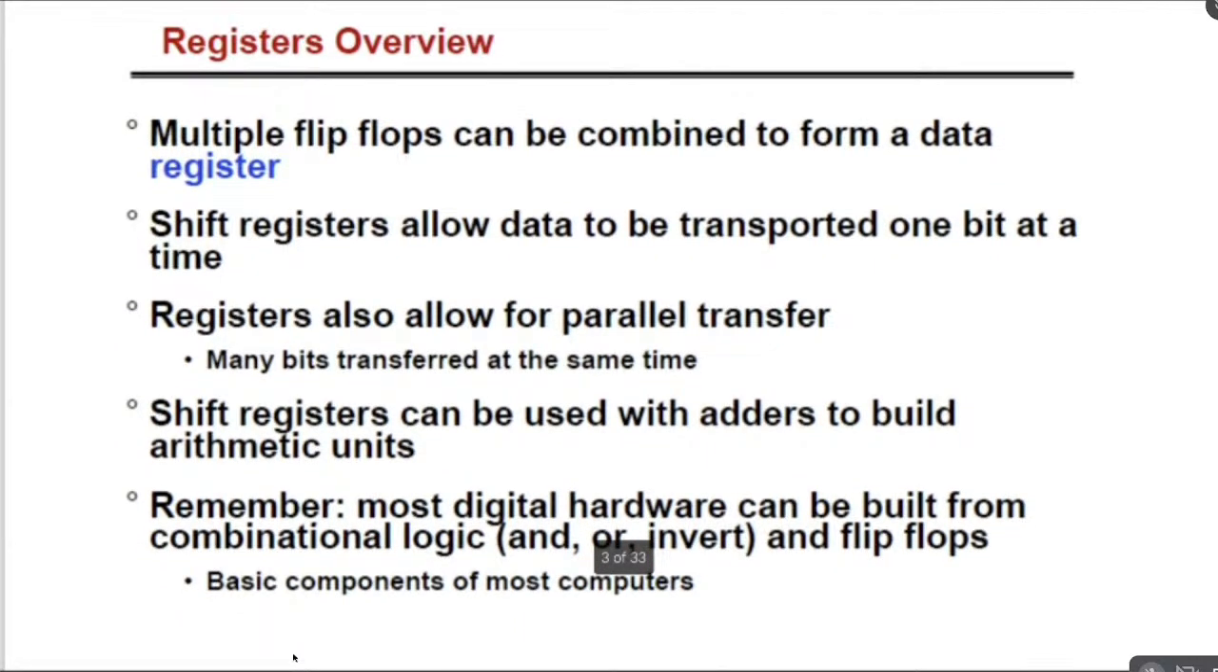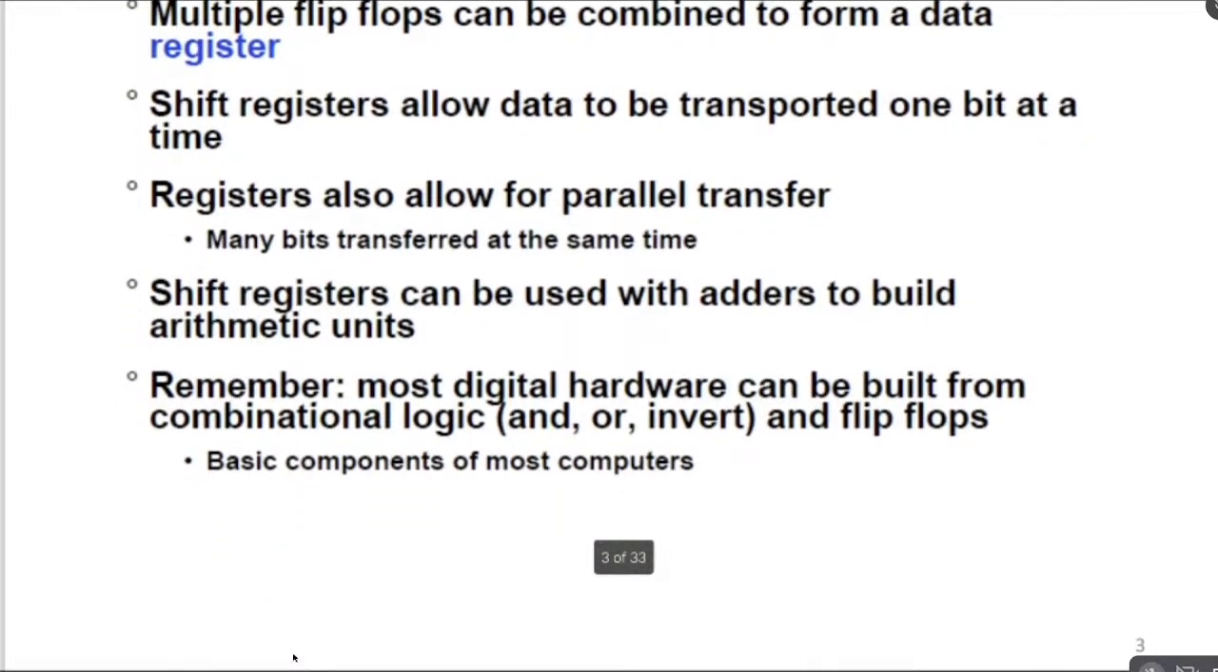Shift register. This is one kind of register that performs a certain action, and that is to shift bits, I guess. So you just shift: left shift, right shift, and rotation is also there. Parallel transfer: many bits transfer at the same time. Okay, that is also one way.